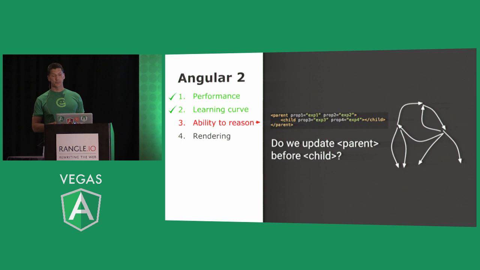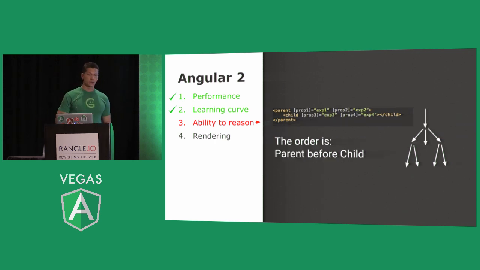And as far as ability to reason, the problem in Angular 1 is that there's no guarantee, both at the component level and the data level, of how things work because there's cycles. So in this case, you aren't guaranteed that the parent is going to update before the child element. And when you have data that's globally bound, like we talked about earlier, you don't necessarily know how everything's going to update, the sequence of it.